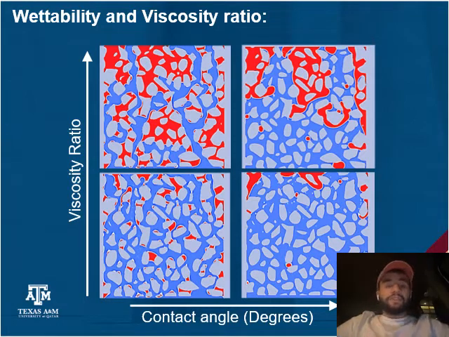The second relationship is as we increase the viscosity ratio, meaning moving vertically up, we have more oil saturation and less oil recovery. And this is shown in the figure here, as we have more of the red trapped in these pictures, and thus a lower oil recovery. And this is due to what we refer to as viscous fingering.